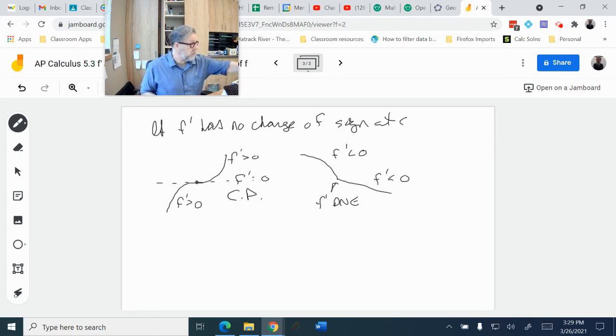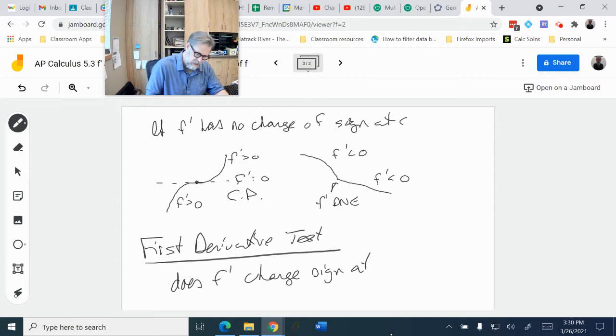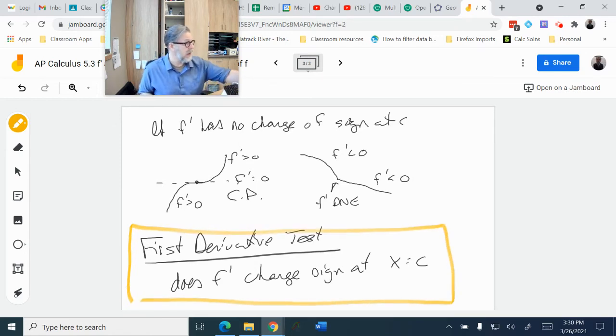So that's called the first derivative test. And the whole point of the first derivative test, let's just do a quick recap. First derivative test, what do you need to know? Does f prime change sign at some value of x? And I'm going to highlight that because this is something that I want to be able to come back to and think about a little bit later.